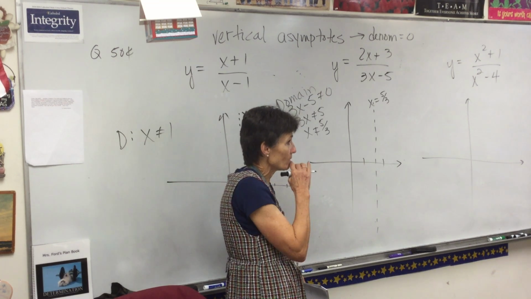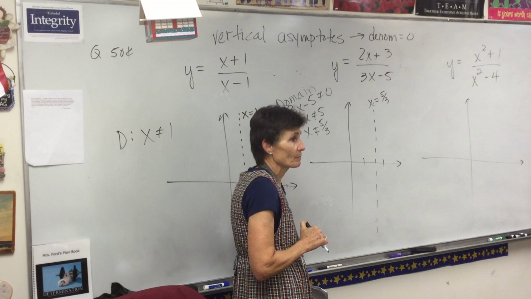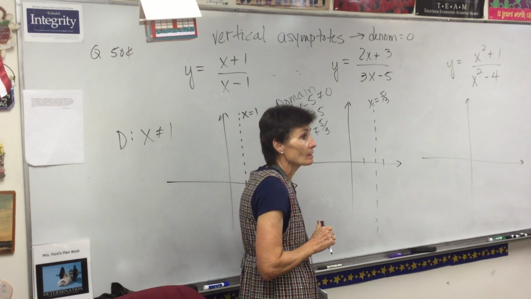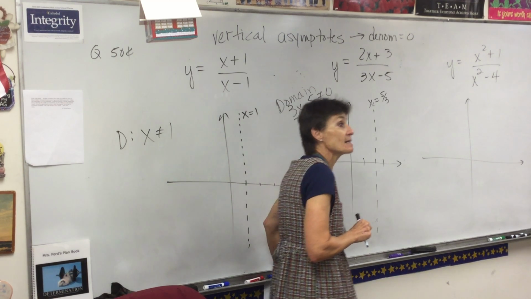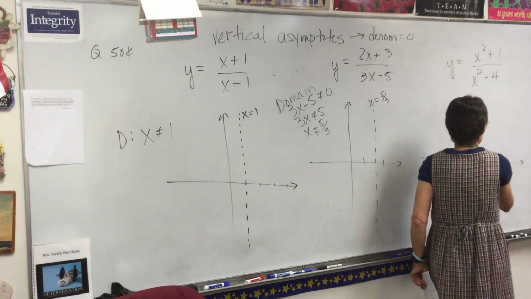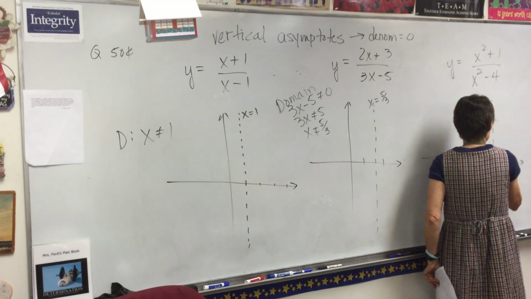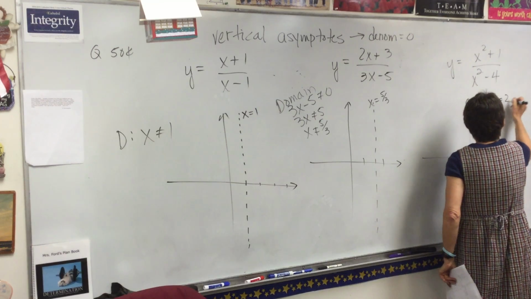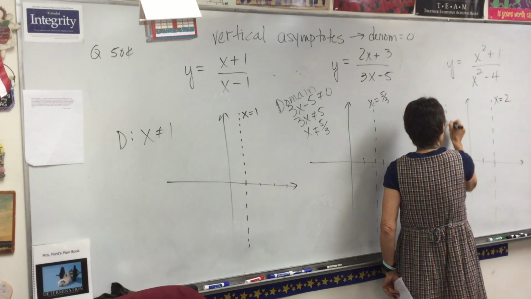What do you think? Where's the vertical asymptote for that one? Lauren? Exactly, so there's two vertical asymptotes. There's one at 2, and there's one at -2.